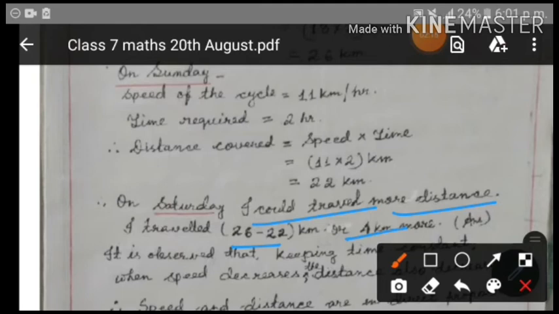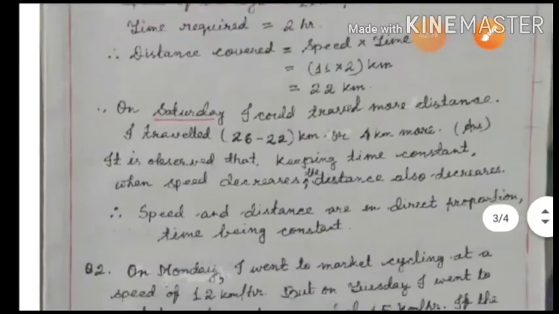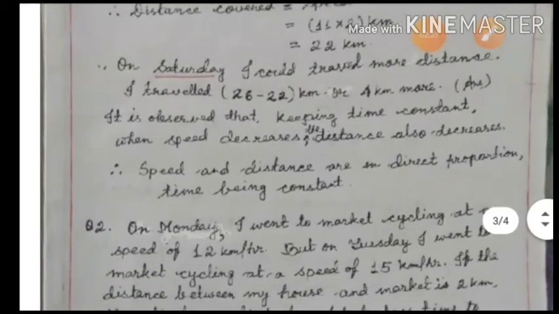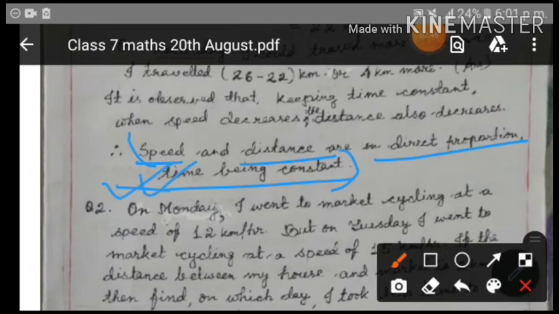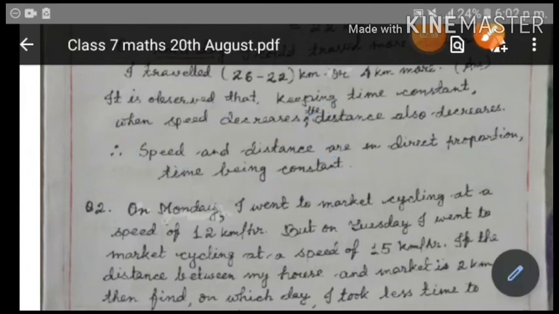Now you need to establish the relationship. It is observed that keeping the time constant, when speed decreases, the distance also decreases. So when the time is constant, the speed is directly proportional to distance. This we have learnt previously only. Therefore, we can say that speed and distances are in direct proportion, time being constant. This is the relationship we can derive: speed and distance are in direct proportion when the time is constant. Time has to be constant, only then the speed and the distance are going to be in direct proportion.